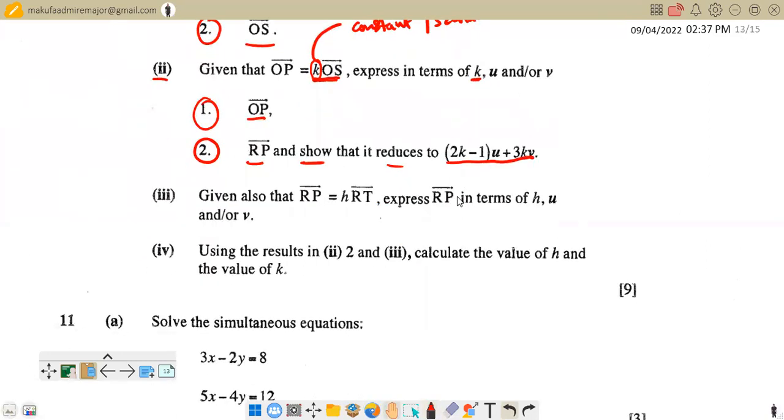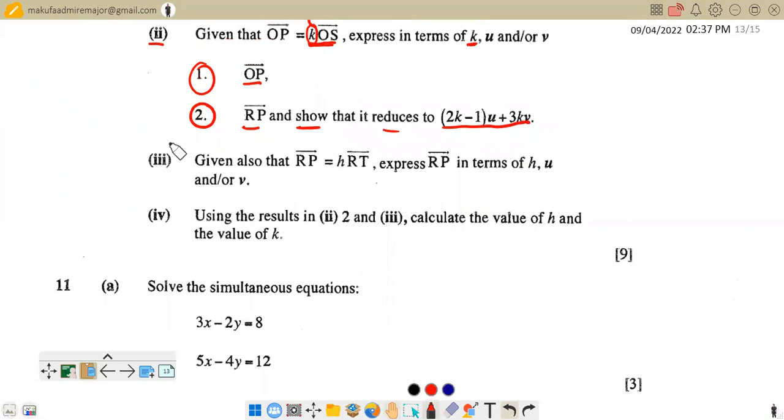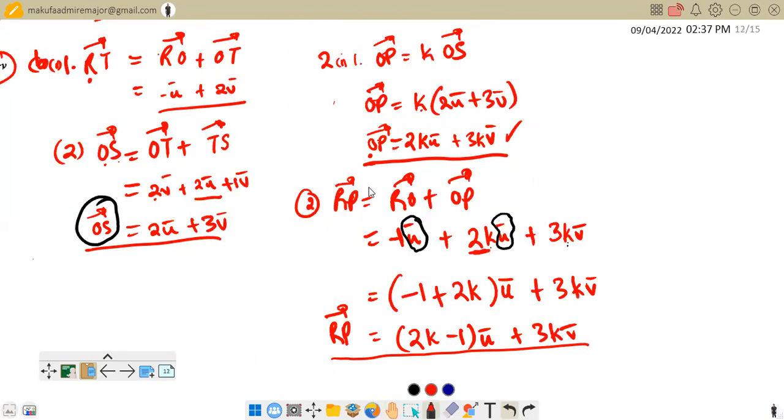We move on to item 3, which is another statement. RP is equal to H RT. Express RP in terms of H. So we need this format first. Let us first write our RP, then we substitute the information if we have calculated RT. If you haven't calculated RT, you have to calculate it, or it might be on the diagram. Sometimes it is on the diagram.